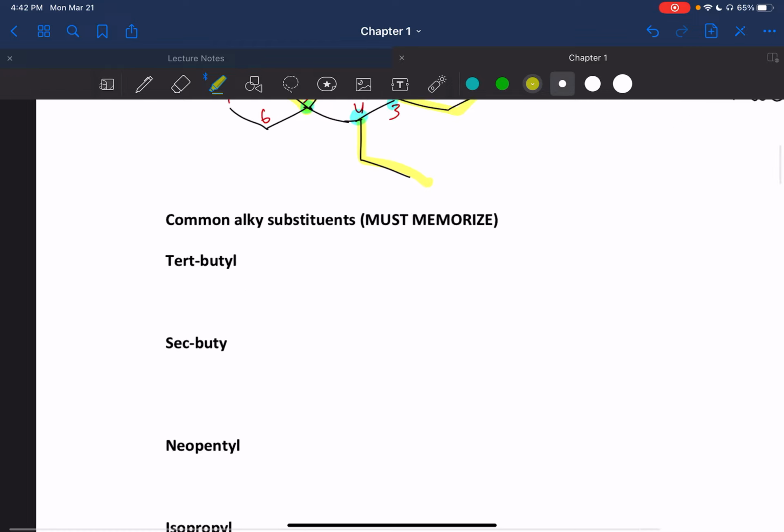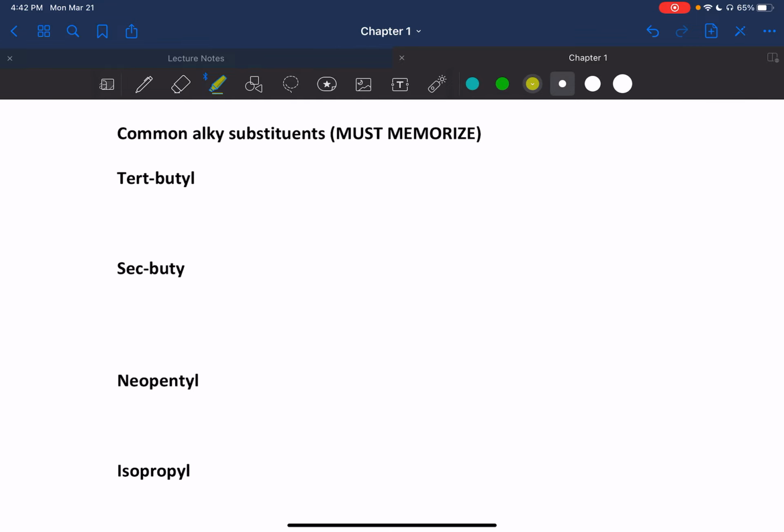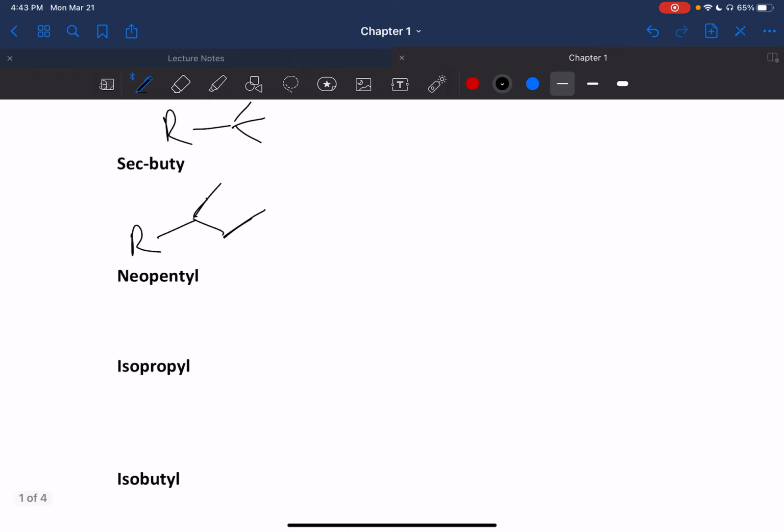Let's go over some common alkyl substituents. These are common on the MCAT, so make sure you know them. The first one is going to be tert-butyl. Tert-butyl has an R group connected to something that looks like a chicken foot. That's tert-butyl. Then we have sec-butyl.